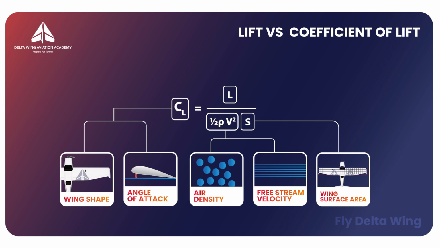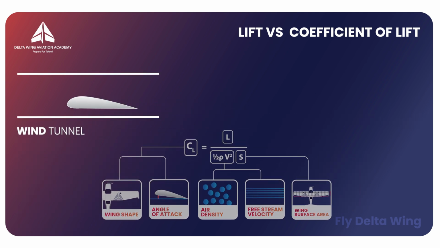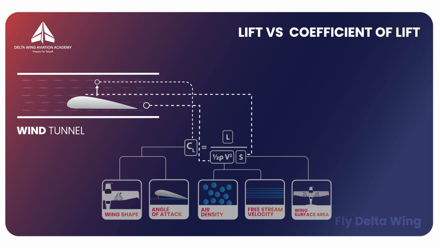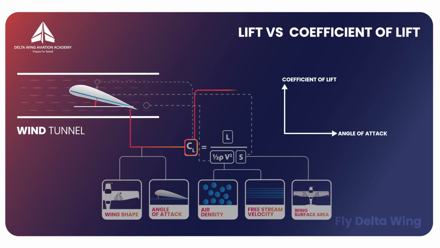Now let's take a slice of a wing shape and run a wind tunnel experiment on it. In the wind tunnel, this is what we can measure. We can measure lift, we can measure air density and the free stream velocity. We can also measure the wing surface area. All these measurements plugged into the formula can reveal a value for the coefficient of lift. By taking the measurements at each angle of attack, we can plot a graph that looks something like this.